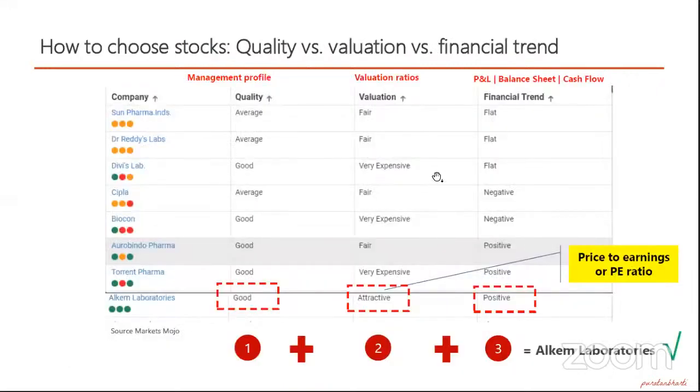All right, then I go to another website. These are all freely available data. There's a site called Markets Mojo. And I am saying, okay, then how do I choose a good stock? Whether I should have quality management, whether I should look at valuation, whether I should look at financial trend. In short, I am telling you, just focus on three important concepts. What are those important concepts?